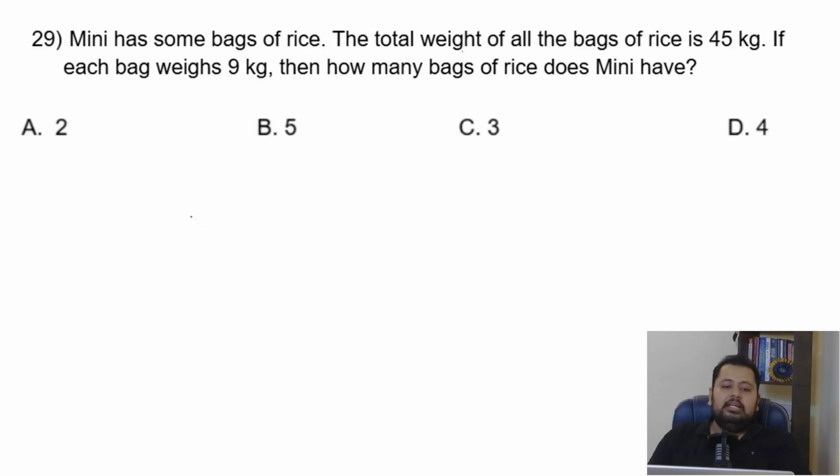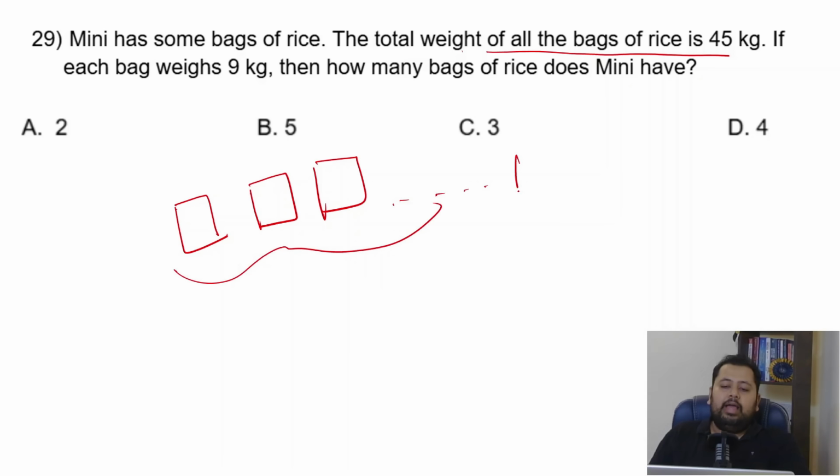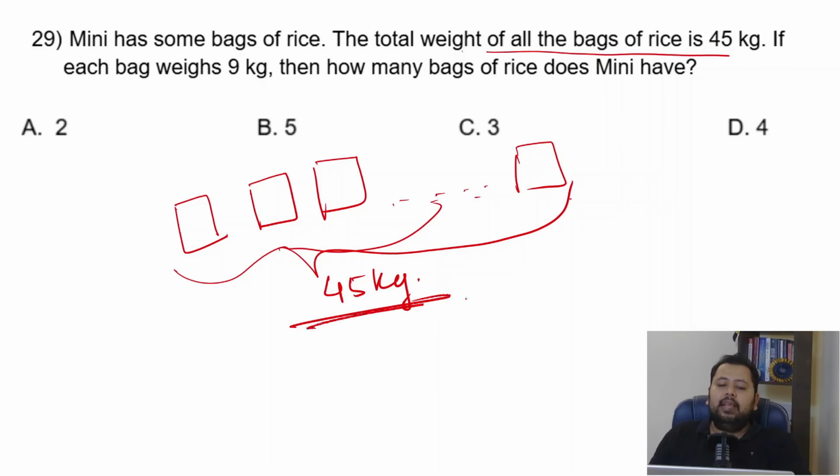So Mini has some rice, right? Some number of bags of rice. How many bags have not been given? Total weight of all bags, so I'm just doing this dot line. How many bags? We don't know how many bags there are. So the total is 45 kgs, right?